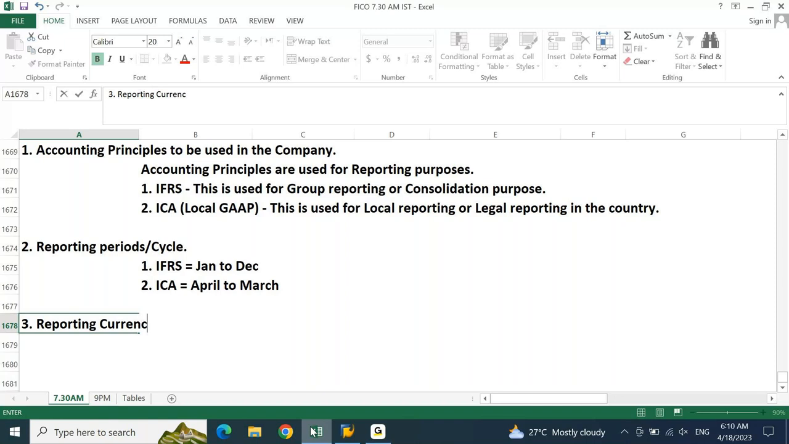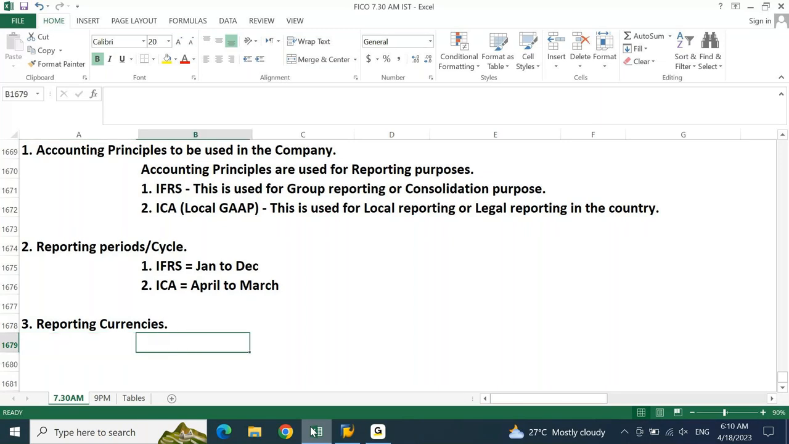Reporting currencies. Here, when you talk about reporting currencies, you have to again pay attention to your accounting principle. First thing you have is IFRS. Second one you have is Indian Companies Act. Now, Indian Companies Act is your local GAAP, which is used for reporting in the local or legal country. If your Indian Companies Act is used in India, according to India, what is the official or local currency?